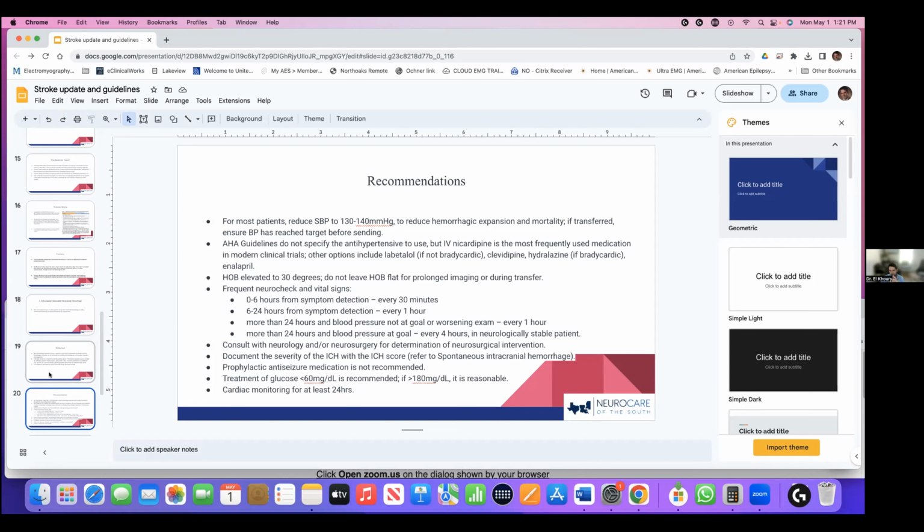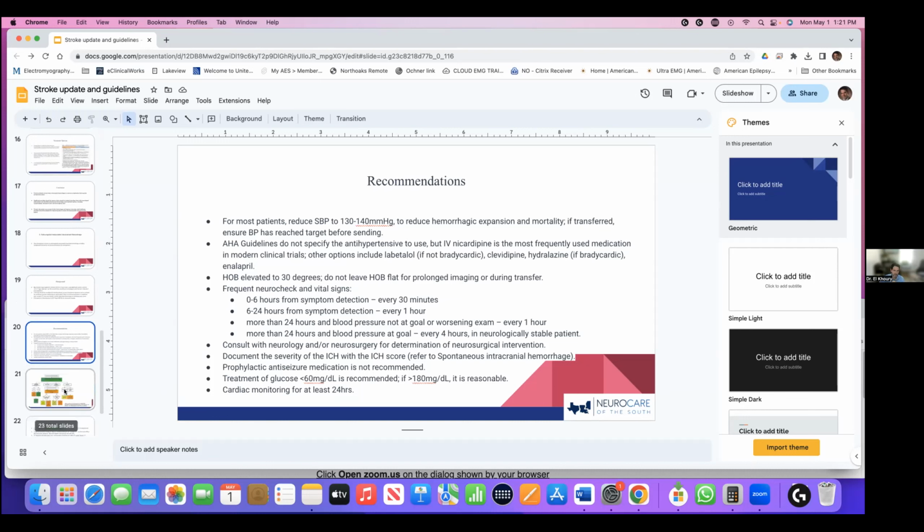Document the severity of the ICH with the ICH score that we discussed earlier. Do not give anti-seizure medication unless you're suspicious for seizures or you saw a clinical seizure, like you see the patient seizing in front of you. Obviously, you need to treat that. Do cardiac monitoring and monitor their glucose level.